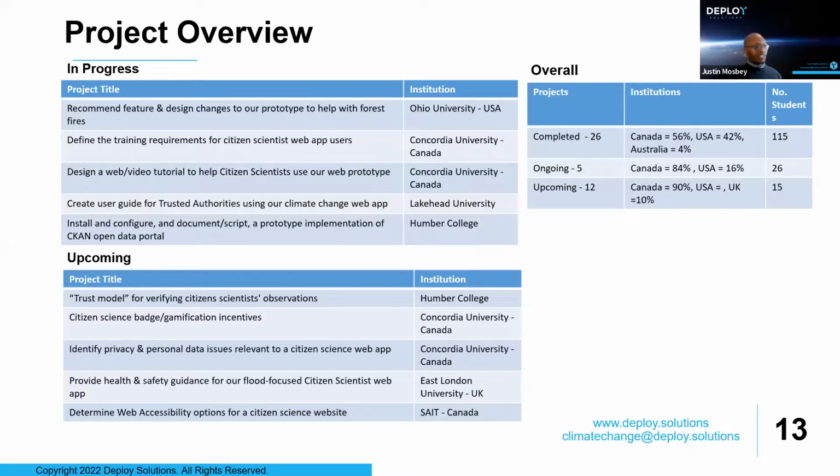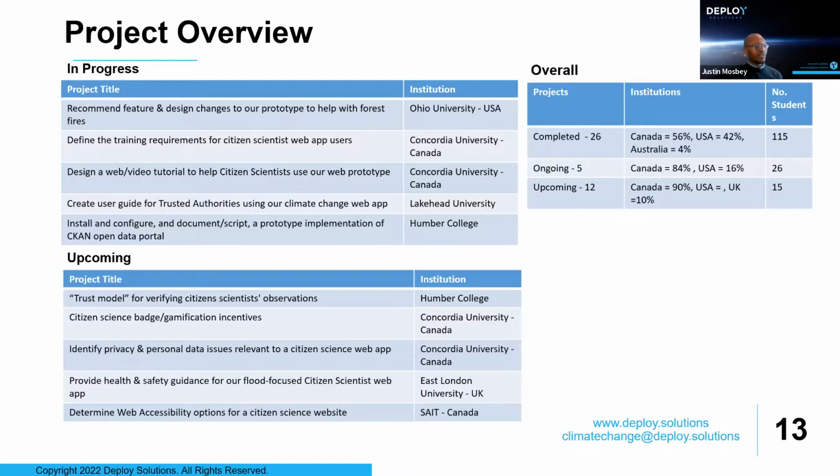The second one is to design a web or video tutorial to help citizen scientists use our web prototype. Here we're asking the students again to assist with designing a short web tutorial to help citizen scientists safely take and upload observations during or after a flood. We also have several upcoming projects. We listed some of them here, and I'll mention one as well.